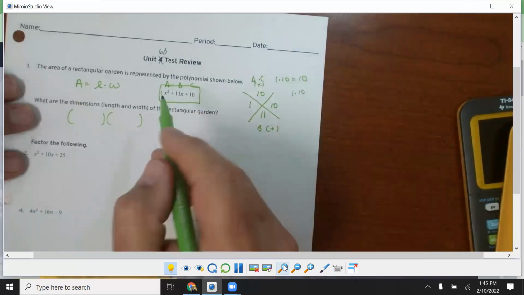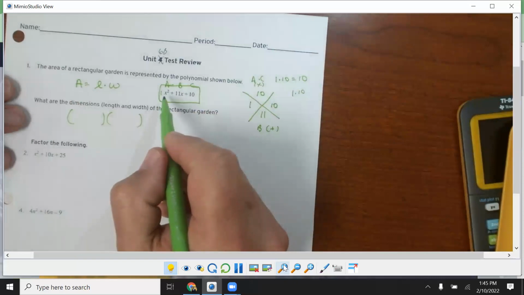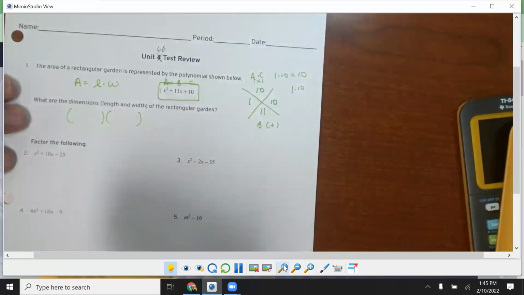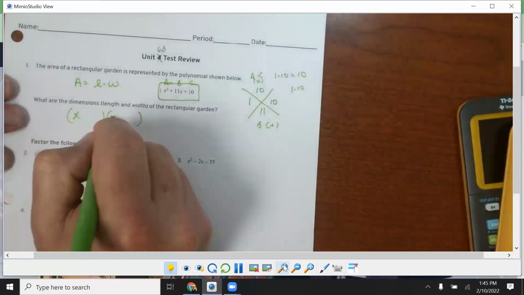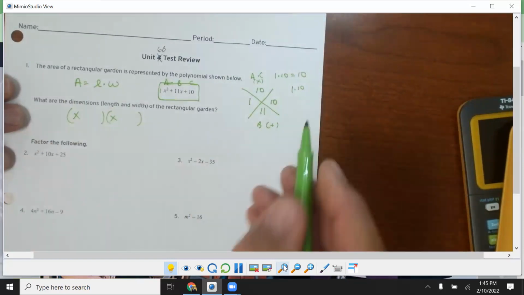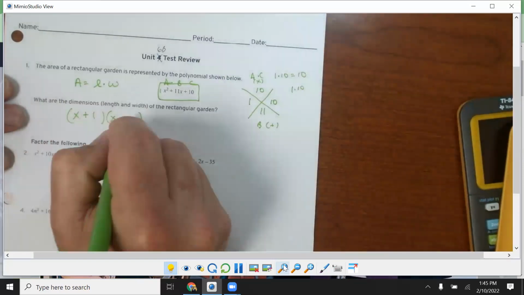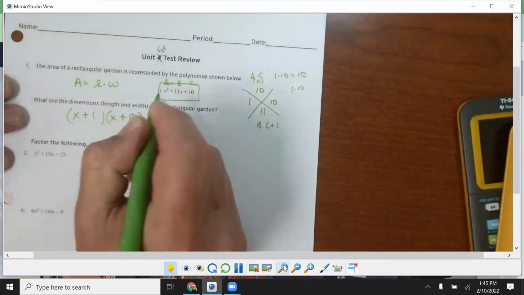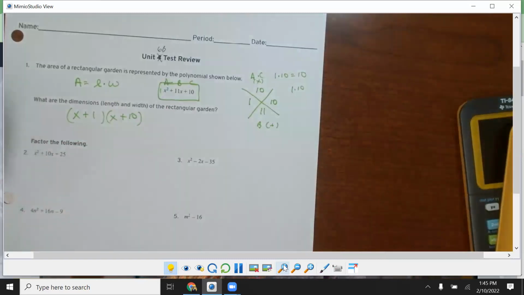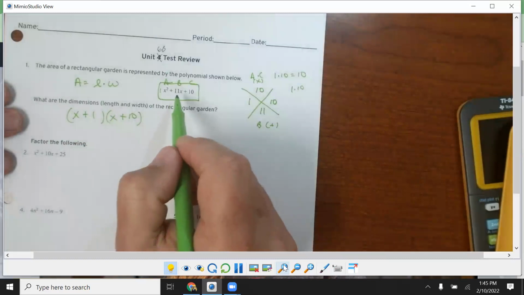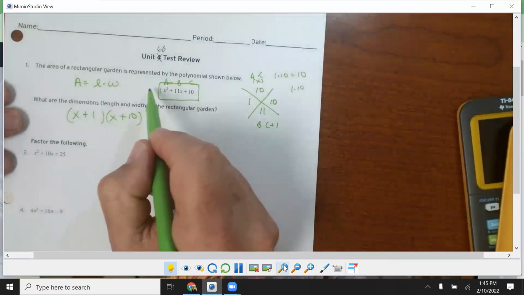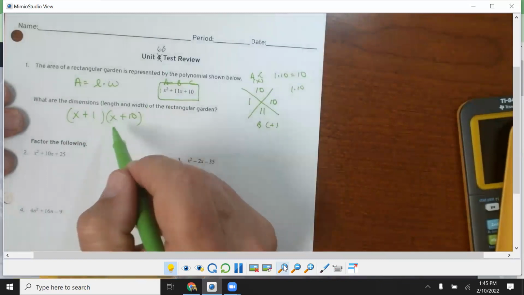Now, since I don't have a number for the x squared, I can pretty much put x's in here. And then this is going to be 1 and 10. Since they're both positive, my signs will be both positive. And so that's my length and width. And I could check this using Desmos. I could put this in the y equals in Desmos and put this in the y equals in Desmos, and I can find my answer.